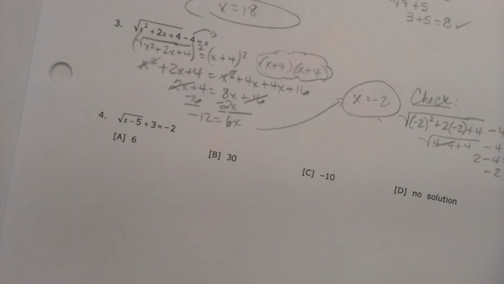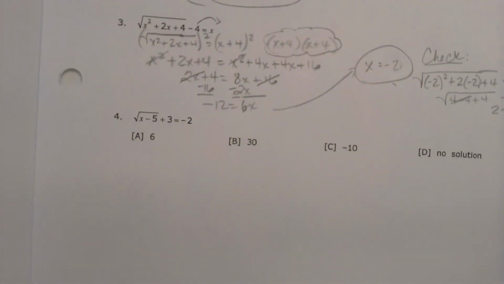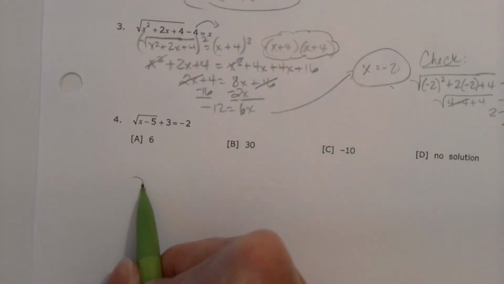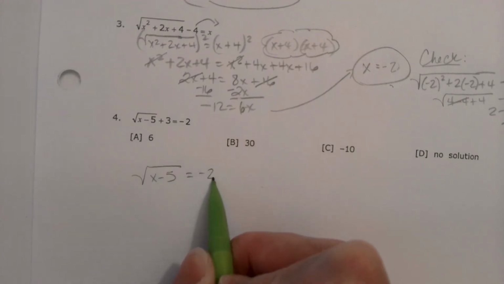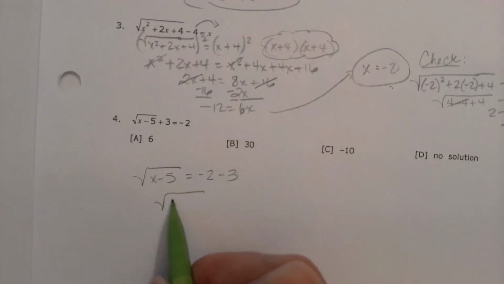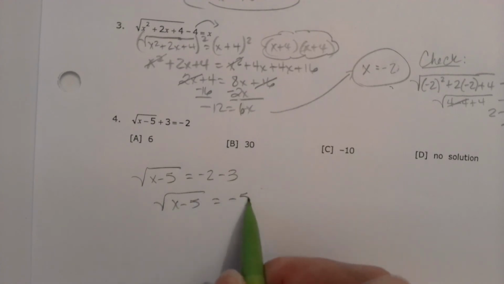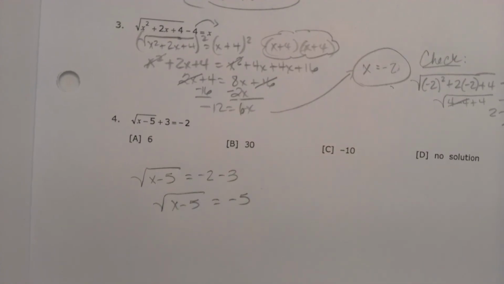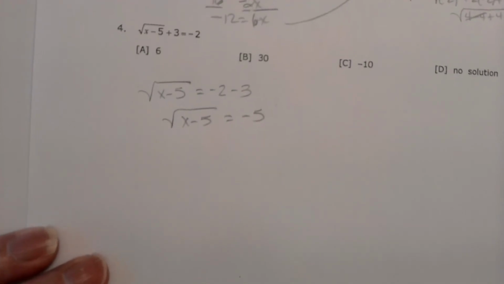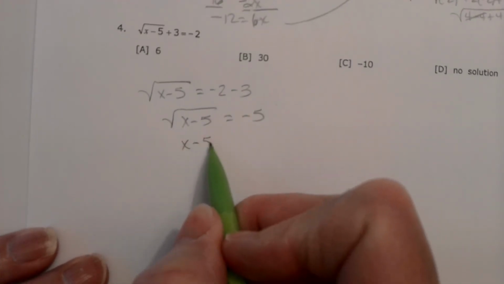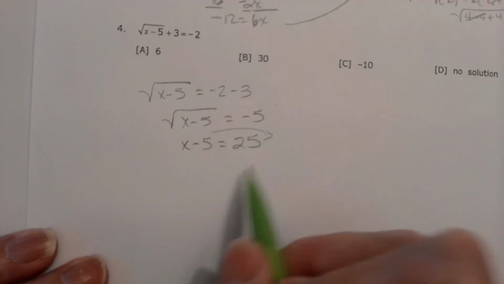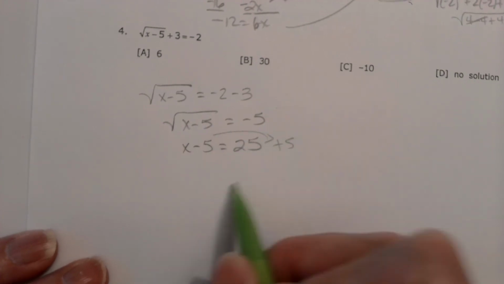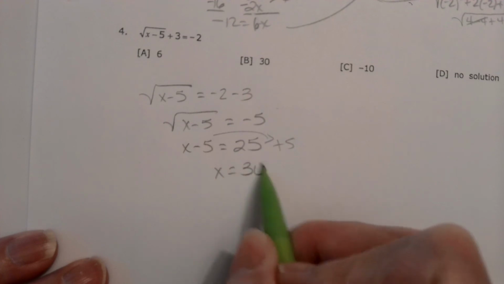Okay, so let's try another one. Sorry, that got crooked. So we're going to take the 3 to the other side. We have negative 2 minus 3. So that's going to be a negative 5. Okay, then you're going to square both sides. So you get x minus 5 over here. When you square this, you get 25. When the 5 comes over, it becomes positive. So you get x is 30.